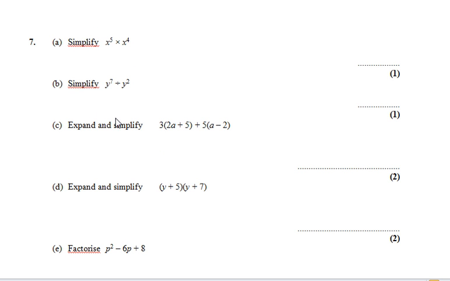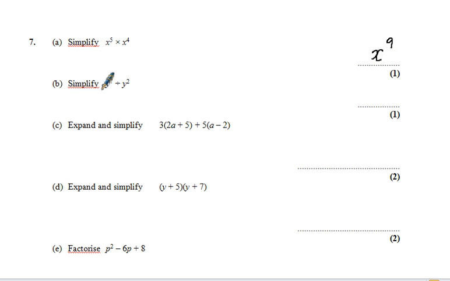Okay, now let's look at question 7. Simplify x to the power 5 times x to the power 4. We've got a product of two powers. When we multiply powers with the same base, we add indices, right? So we add indices and we're getting 5 plus 4 is 9, so it is x to the power of 9.